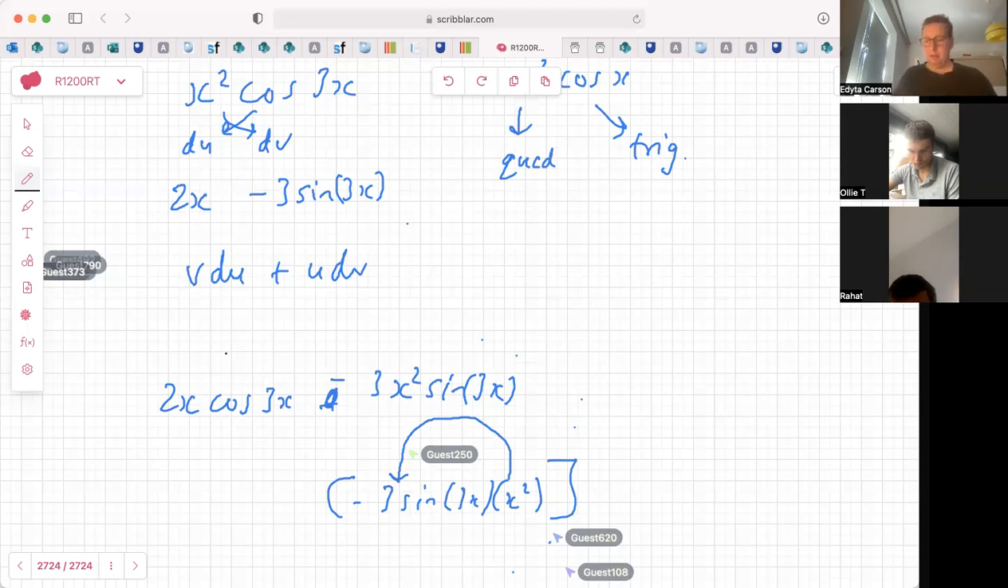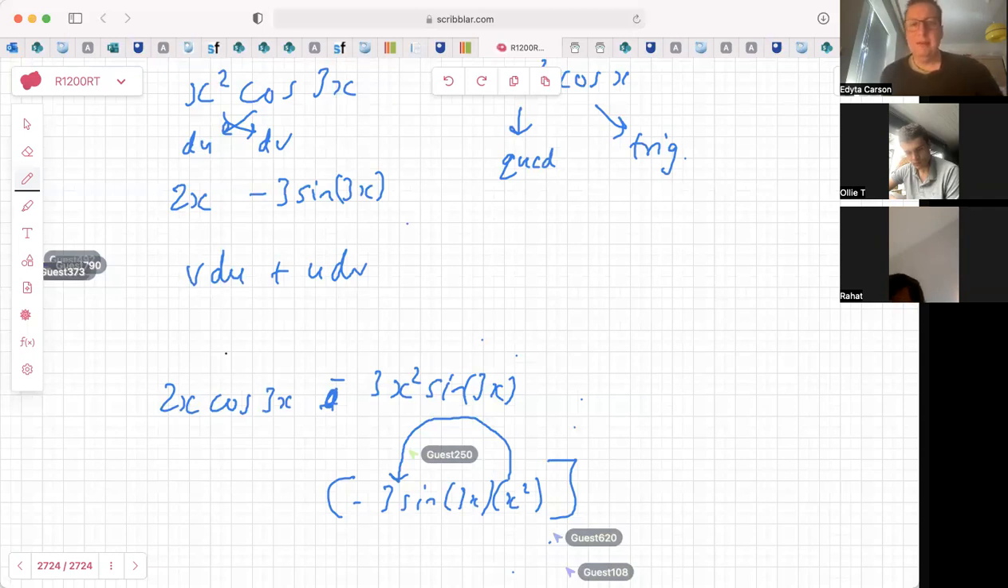Because it's a product of two functions, you can't just differentiate them term by term and say that's the answer. We have to do this v du plus u dv crossover, and that'll give the correct answer. We differentiate x squared, and we differentiate cos 3x, but cos 3x is a composite function, so we've got to use the chain rule for that. Then we've got du, 2x, and dv, minus 3 sine 3x, and then we do this crossover v du plus u dv.